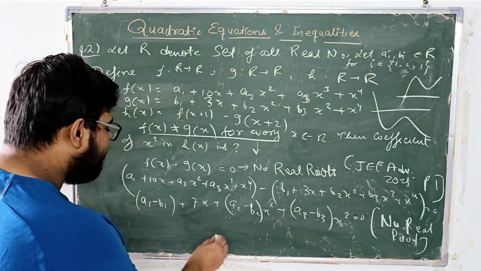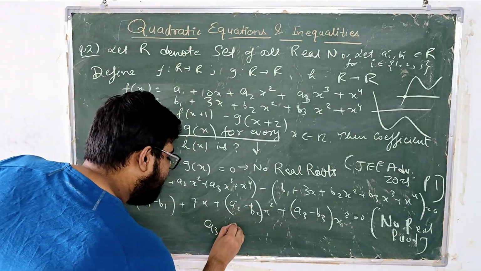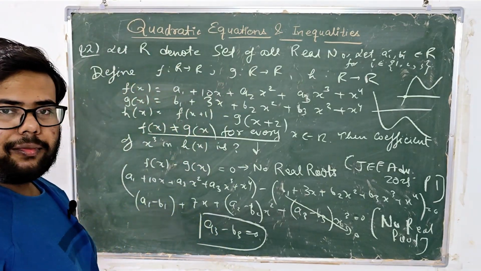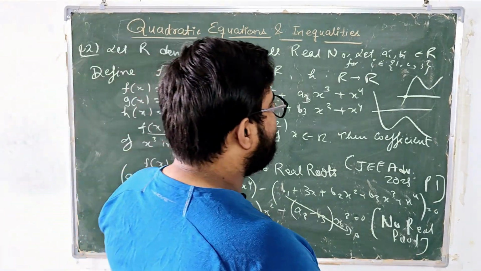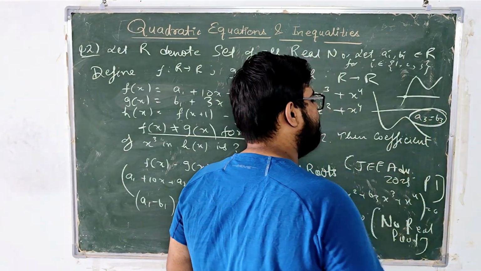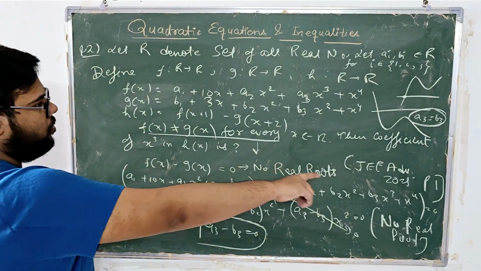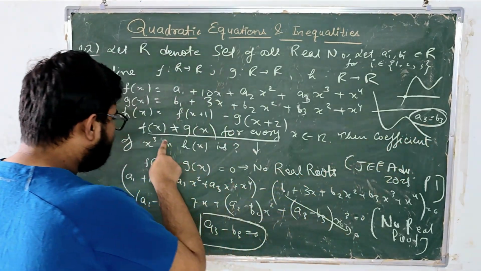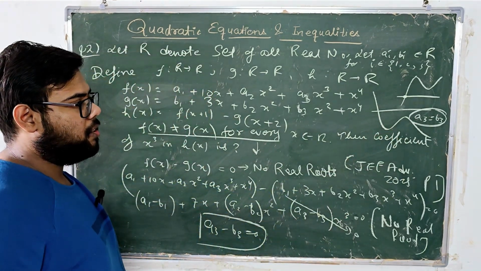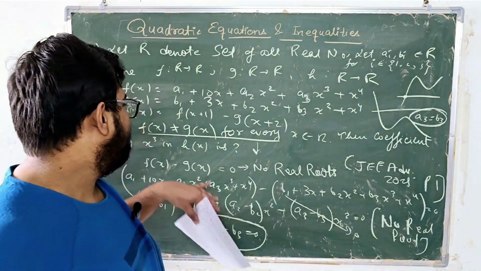So it means that this equation should not be a cubic equation, which means that a3 minus b3 must be equal to 0. That is, the coefficient of this should be equal to 0. So it means that a3 is equal to b3. So we have this relation between a3 and b3. Okay. Now let's come to the original question. So from this statement they wanted us to infer that a3 is equal to b3. Okay, right. So now let me erase this and let's solve the original problem.